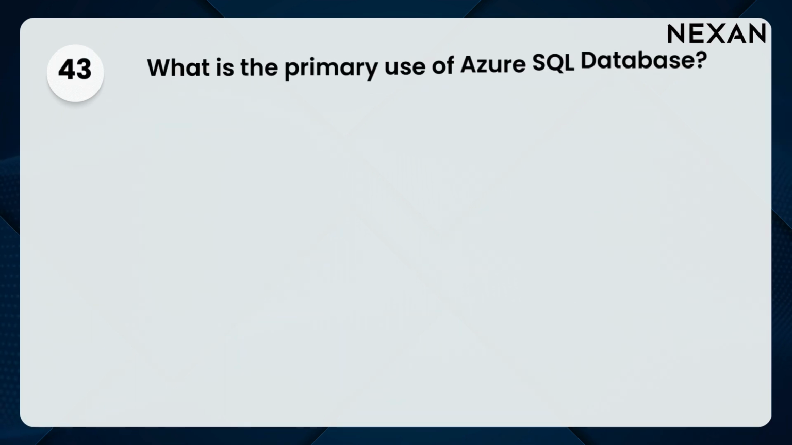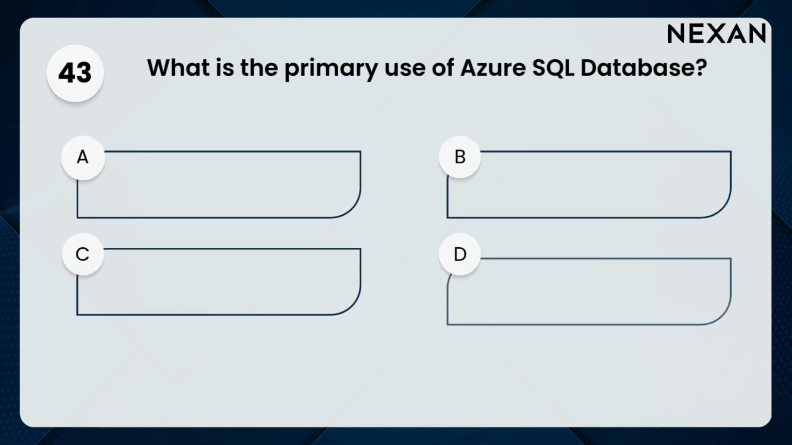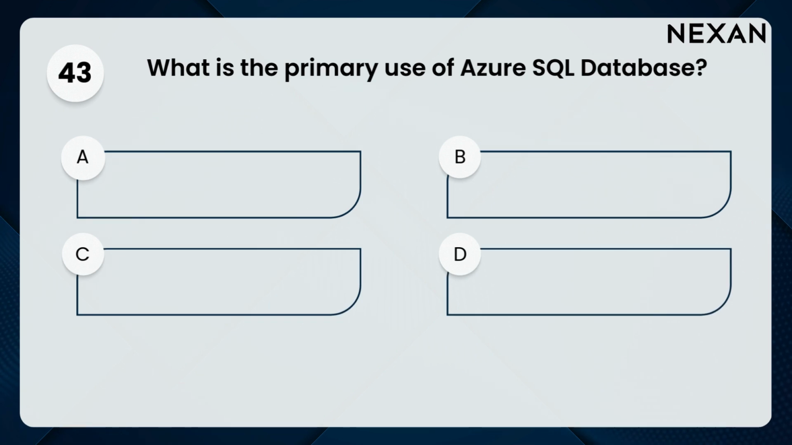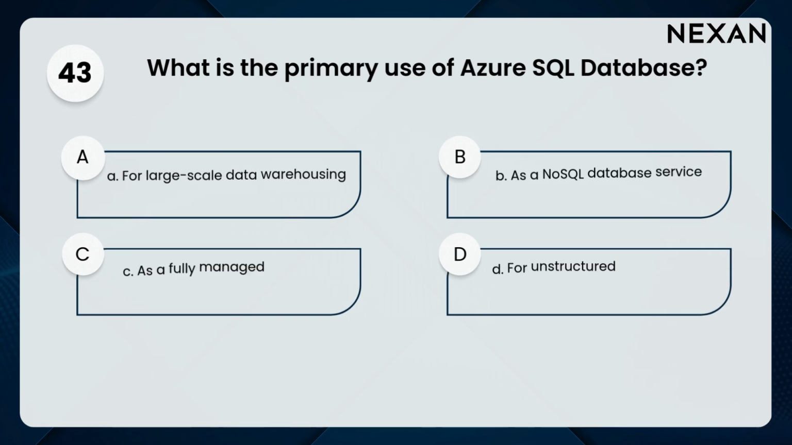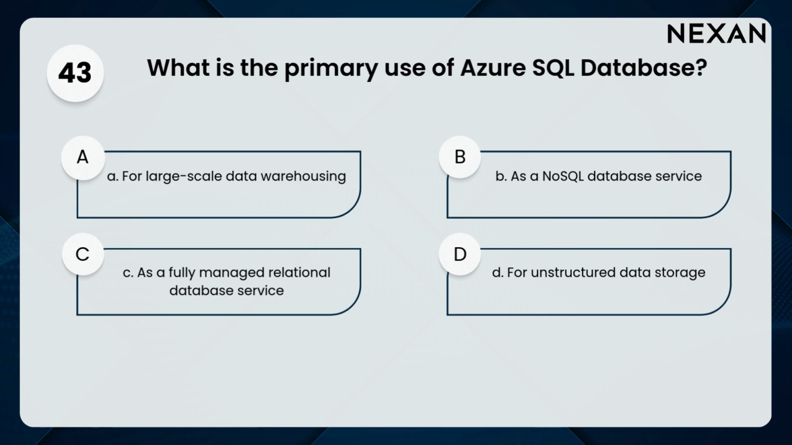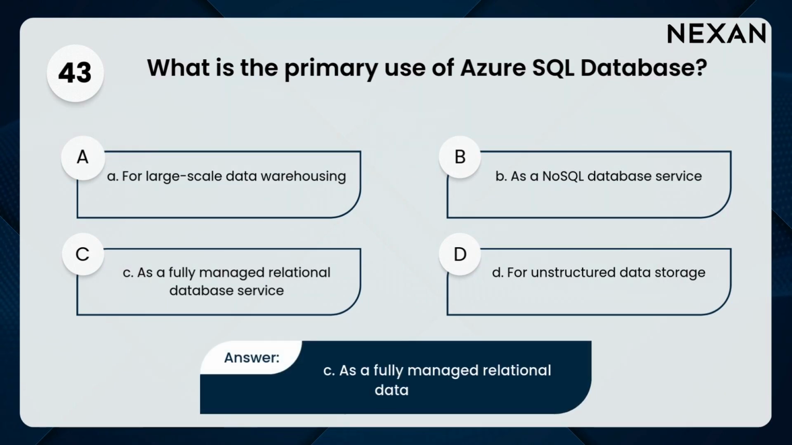43. What is the primary use of Azure SQL Database? A, for large-scale data warehousing. B, as a NoSQL database service. C, as a fully managed relational database service. D, for unstructured data storage. Answer: C, as a fully managed relational database service.